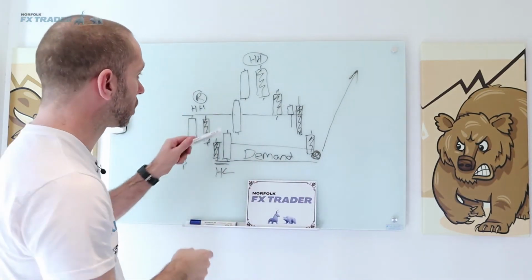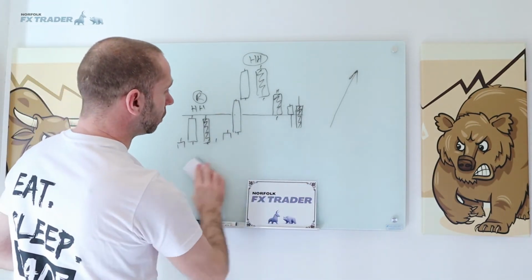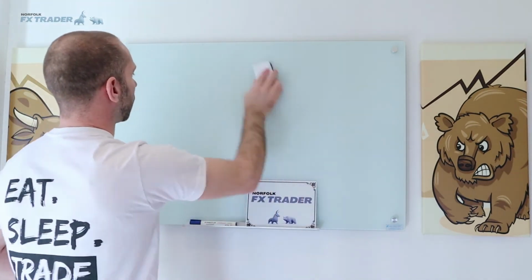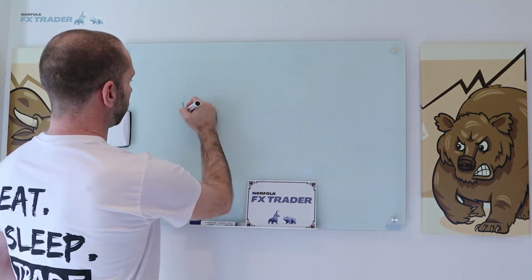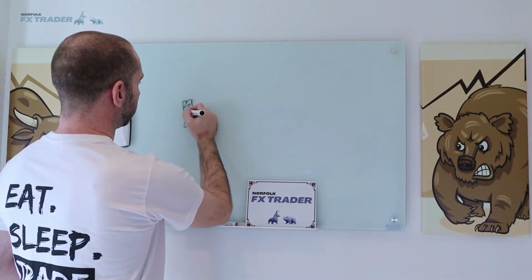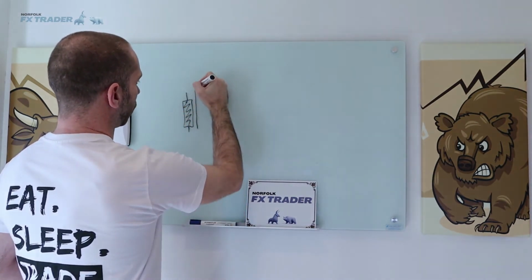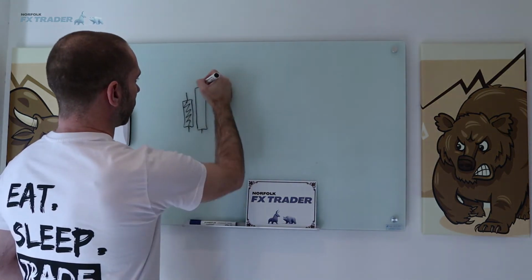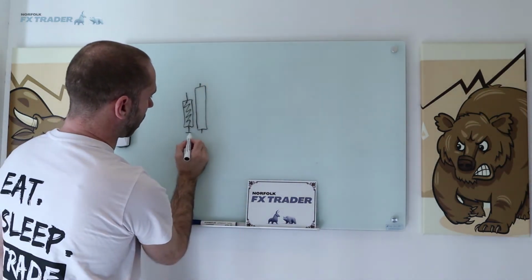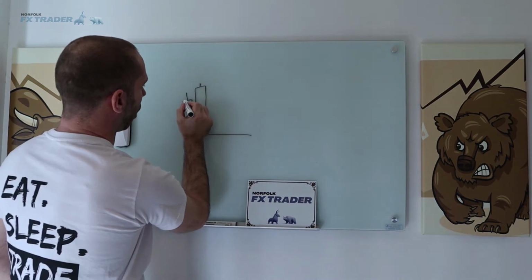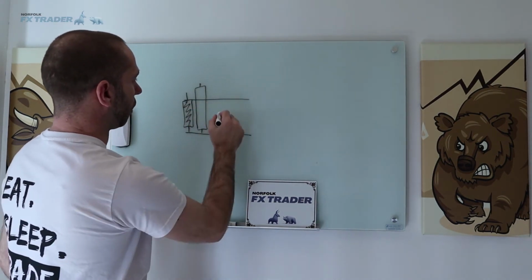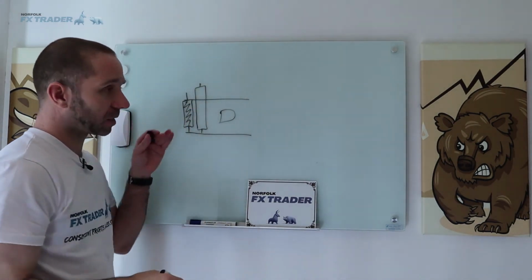Now I'm going to go closely into an area of demand. So this is how you look at drawing your demand zones. If you have a bearish candle, a nice bodied candle, followed by a bullish candle, you would draw your demand zone from the low and the open price of that bearish candle. That becomes your demand zone. That's one way you'll look at drawing out your demand zone.